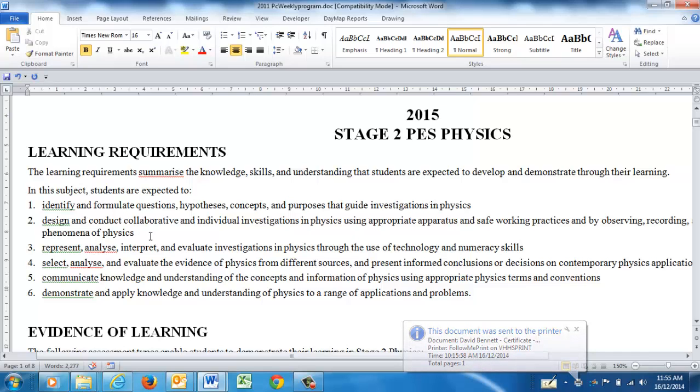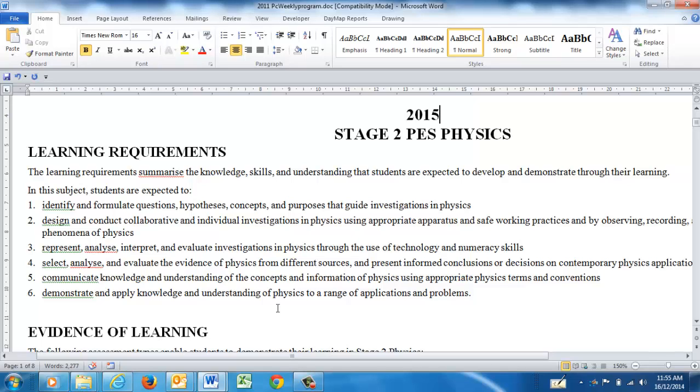So obviously using some equipment. I'll obviously be using the Pasco gear. You need to represent, analyse, interpret, evaluate, and investigate in physics through the use of technology and numerical skills. That's obviously including things like doing the prac work and doing your tests.